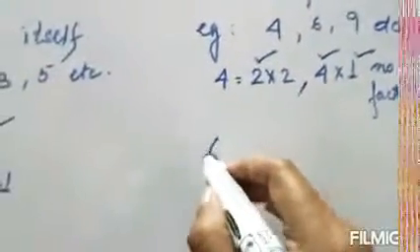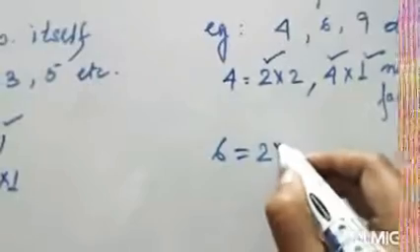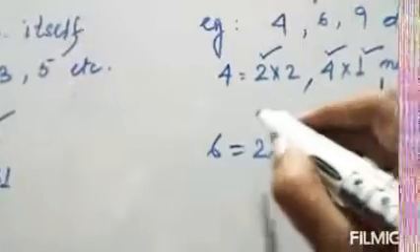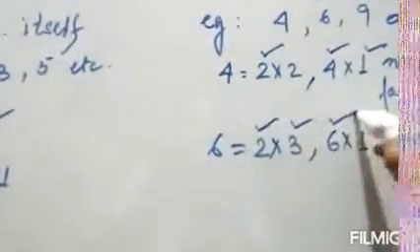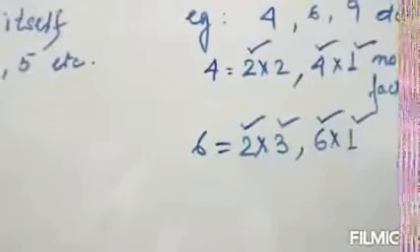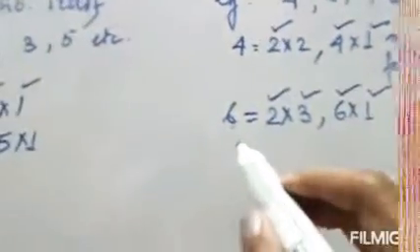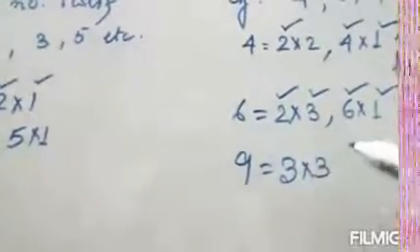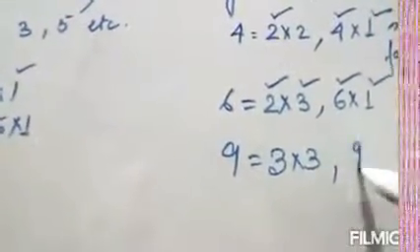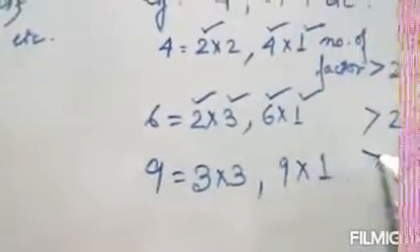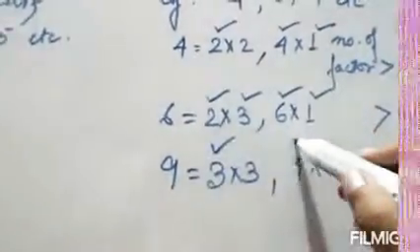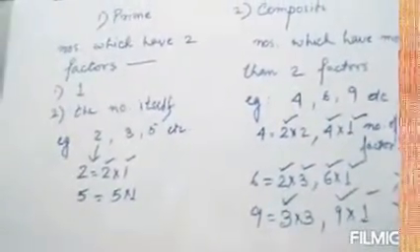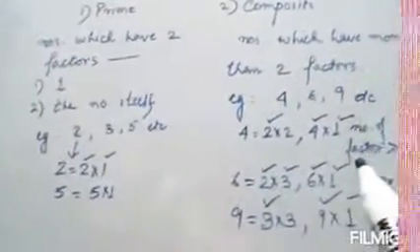For 6, let us see. For 6 you can get 2 into 3, 6 into 1. So how many factors are there? 1, 2, 3, 6. So this is also greater than 2, right? For 9, let us see. 3 into 3 and 9 into 1, which means again it is having 1, 3, 9, which is greater than 2. So prime numbers are numbers which have only 2 factors, whereas composite numbers are numbers which have more than 2 factors.